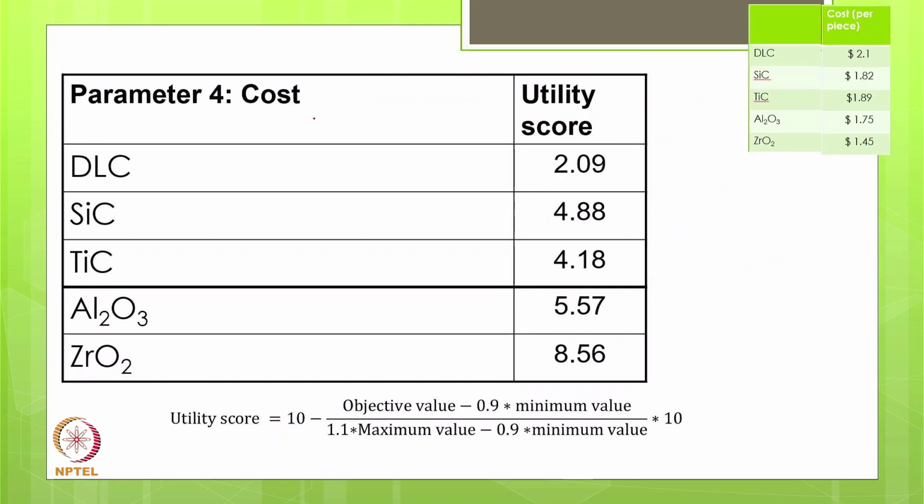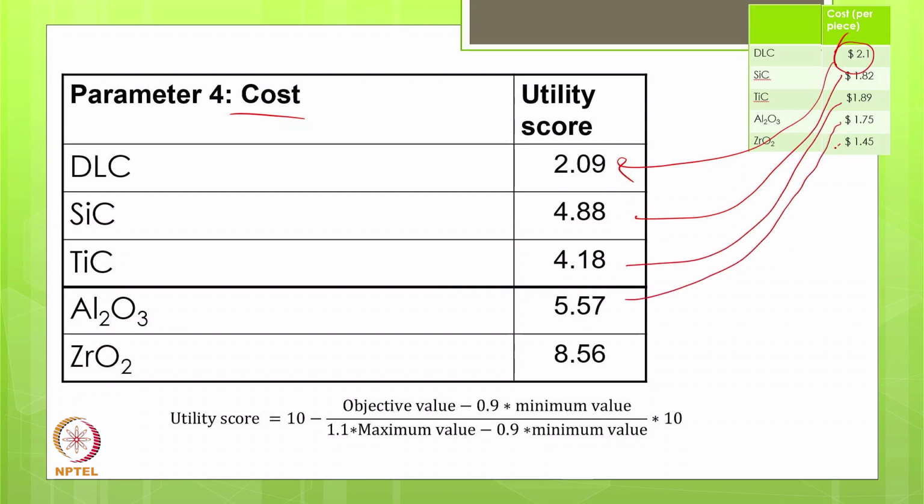The last parameter is the cost. Again we record a minimum cost, and the DLC has the maximum cost. Naturally it will get a lower number, in this case 2.09. SiC is getting 4.88. This is slightly on the higher side, so 4.18. Aluminum oxide is slightly lesser, 5.57. This is the lowest one, that's why it is getting 8.56.